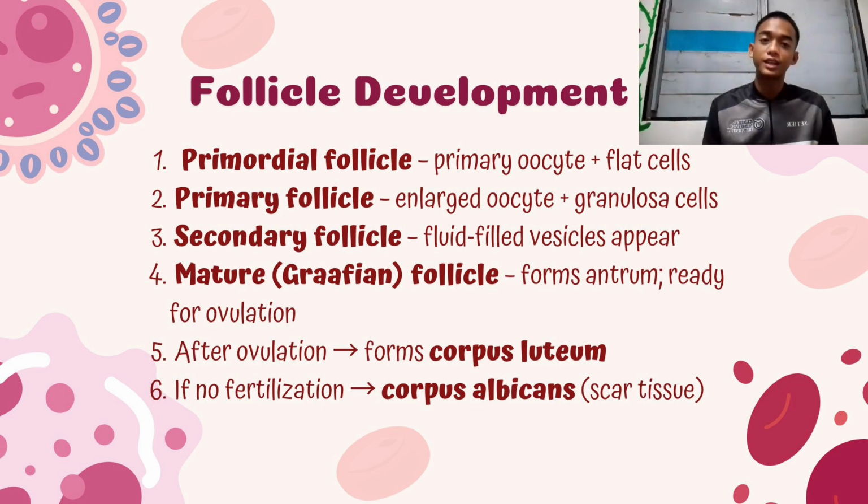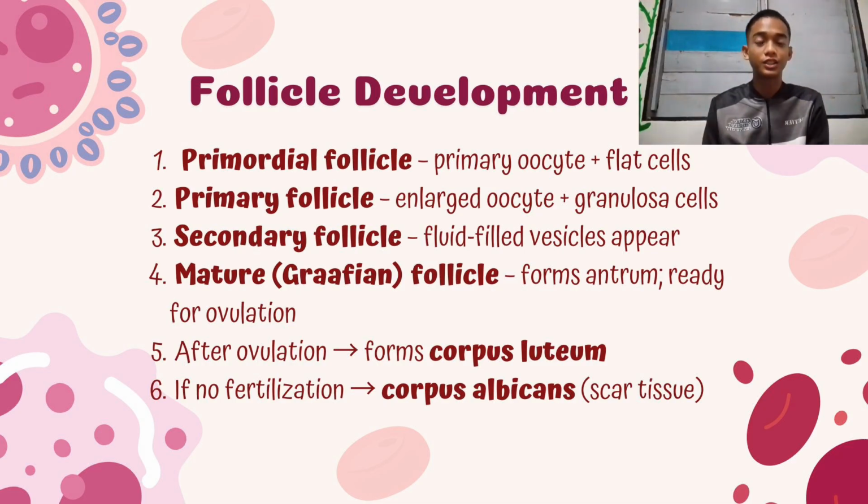Now, after approximately 28 days, the primary follicles will convert into secondary follicles. These secondary follicles are fluid-filled vesicles. These fluid-filled vesicles will converge into one fluid-filled cavity, which is called an antrum. Now these antrum-containing follicles are mature follicles, or what you call Graafian follicles. Now these are ready for ovulation.